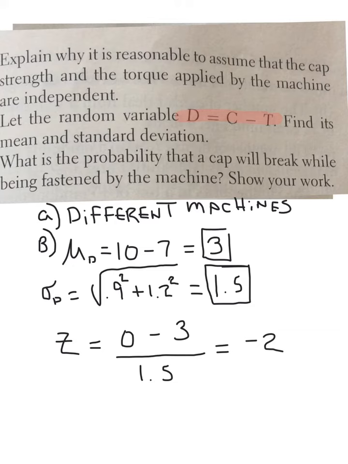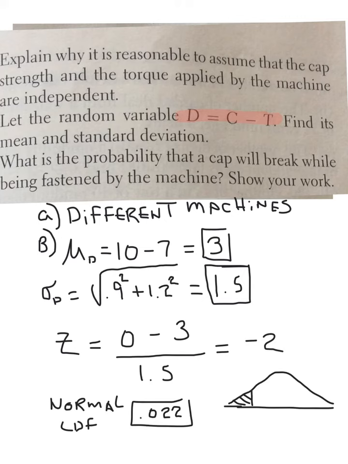So what do we do with that? Normal CDF. Okay. And we get that. Now, do we subtract it from 1? No, not this time, because we want to know all of the numbers that are 0 or less over here. And that says, well, approximately about 2% of the caps are going to snap in this situation.